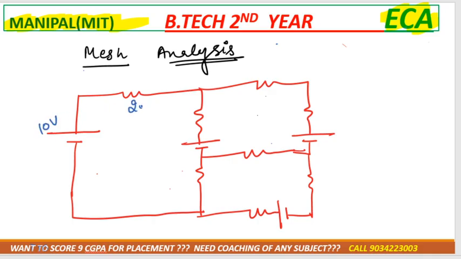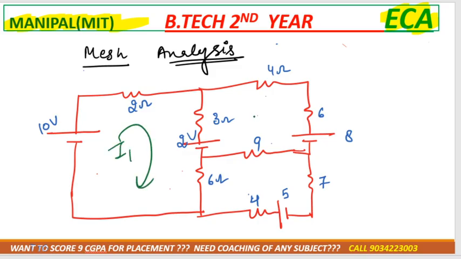So now first of all, tell me how many meshes are there in this case? 3 meshes. For 3 meshes, how many variables do we need to take? We need to take 3 variables, right? So current I am taking according to my own. You can change the direction of current also. This is I1, I2 and I3. Right, all the currents are in the same direction.